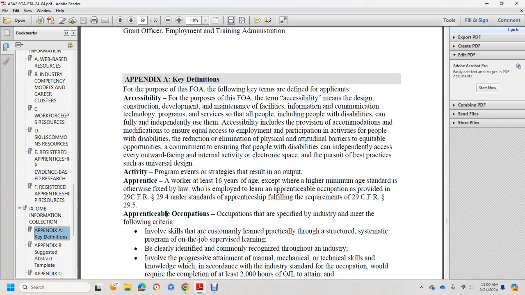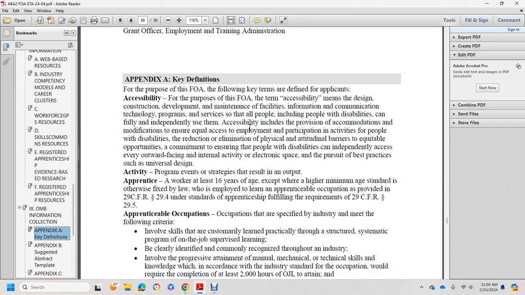Alright, Appendix A, key definitions for the purpose of the funding opportunity announcement. The following key terms are defined. Applicant. Accessible, for the purpose of the funding opportunity announcement. The term accessibility means the design, construction, development, and maintenance of the facility, information and communication technology, programs, and services so that all people, including people with disabilities, can fully and independently use them.